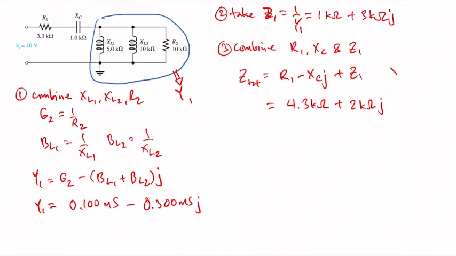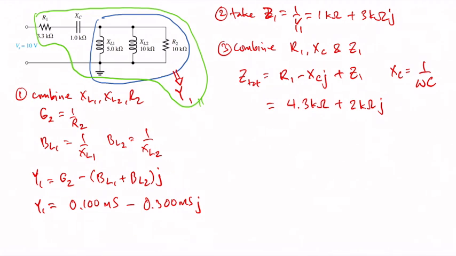Just for completion, we can write it like this: XC is equal to 1 over ωC. But we already know XC. Now that we've combined everything, this is now our Z total. We can get the amplitude of the Z total, of course, and that's 4.74 kilo ohms. You can also get the phase angle, and that's 24.9 degrees.